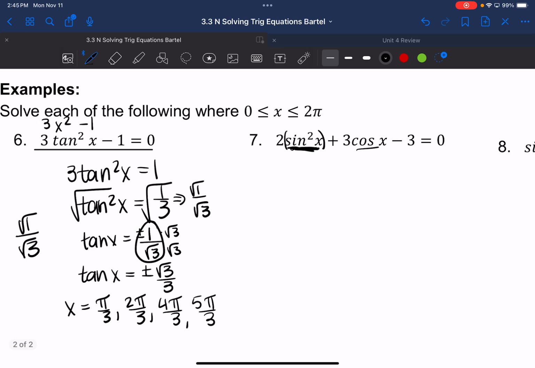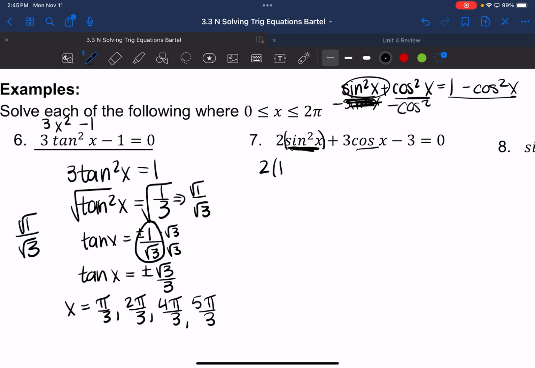Cosine. Because remember, guys, sine squared plus cosine squared equals 1 is the identity. So if I wanted to get cosine, I subtract the sine. I want to get the cosine by itself, so I subtract cosine squared from both sides. So this is equivalent to sine squared. So 2 times 1 minus cosine squared plus 3 cosine of x minus 3 equals 0.